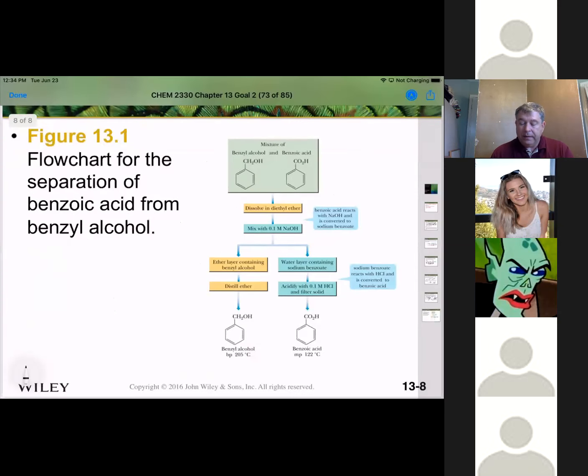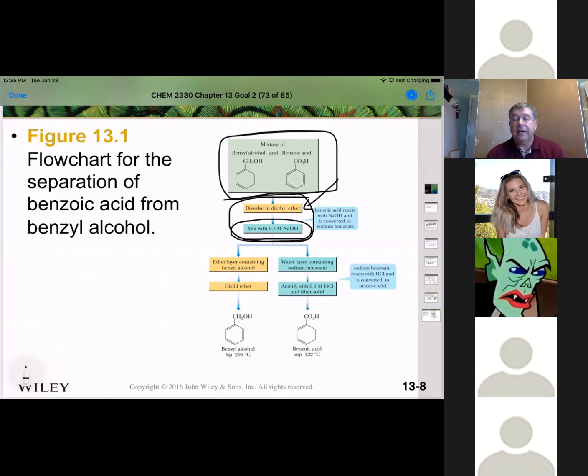Bicarbonate is not a strong enough base to deprotonate an alcohol. So we're going to use the advantage of having a carboxylic acid be more acidic than an alcohol to help separate a mixture of the two. The idea here is we could dissolve these two compounds, because they're both barely soluble in water, in a solvent that's not water, and add a strong base to the system. In this case, it's sodium hydroxide. Now, sodium hydroxide is not a strong enough base to deprotonate our alcohol here.